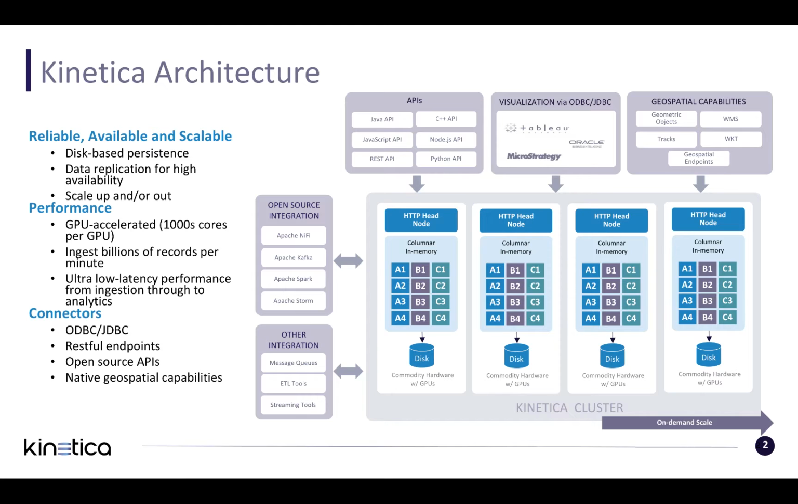The Kinetica architecture allows a variety of APIs to connect to the database itself. We offer a REST-based API, which most of our customers use. We also support Java, JavaScript, C++, Node.js, and Python. In addition, we have an extensive integration with the open source community and Hadoop. Our integrations include NiFi, Kafka, Apache Spark, and Apache Storm. We also have other integration with other messaging tools, ETL tools, and streaming tools.